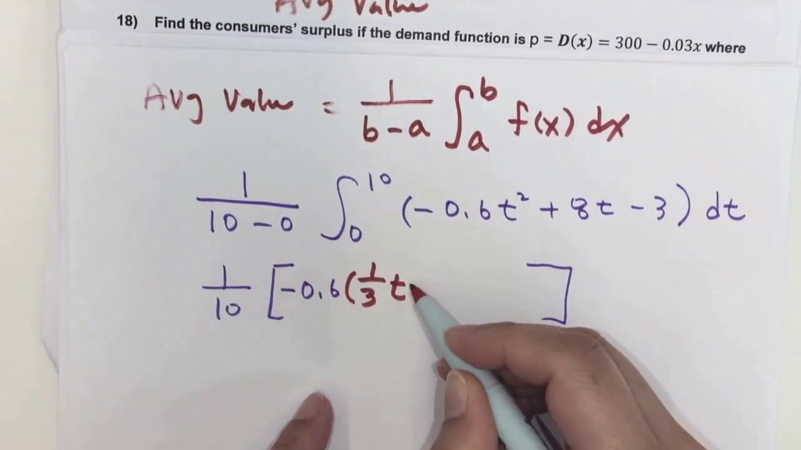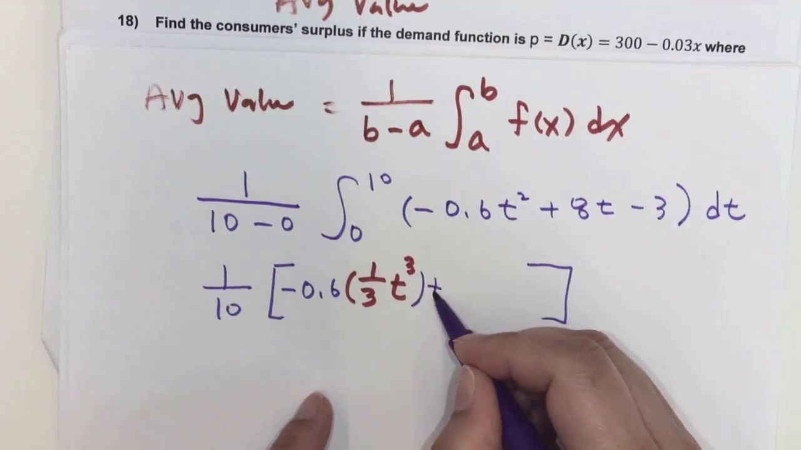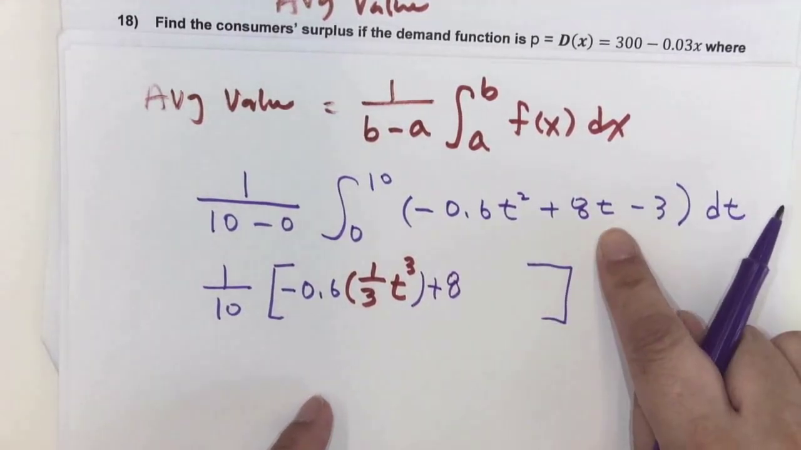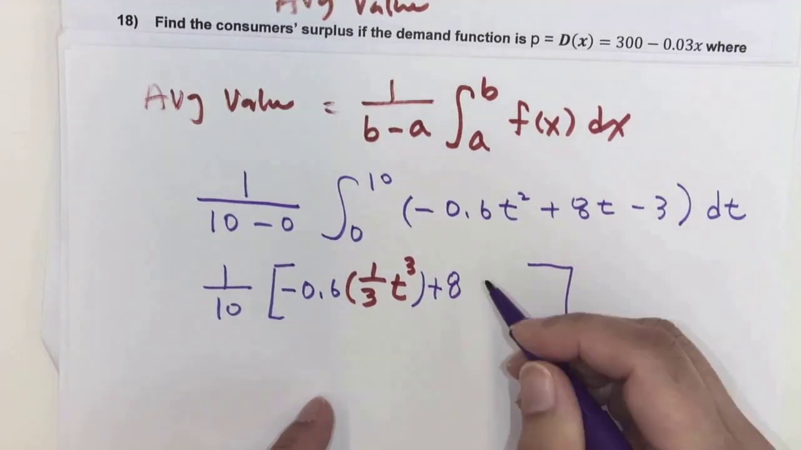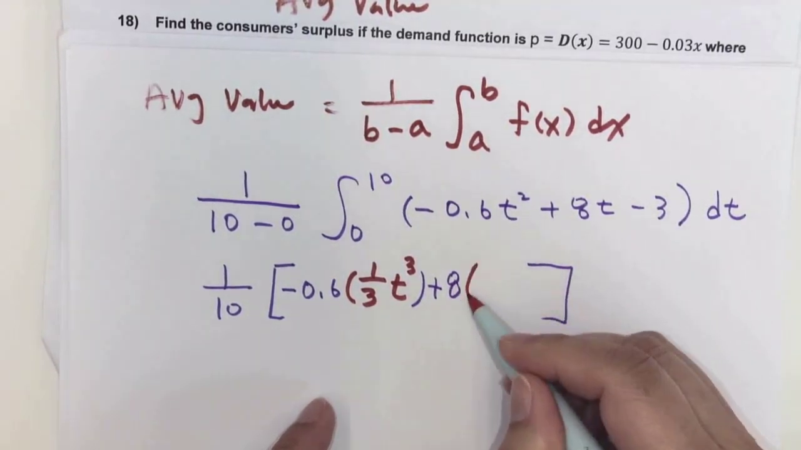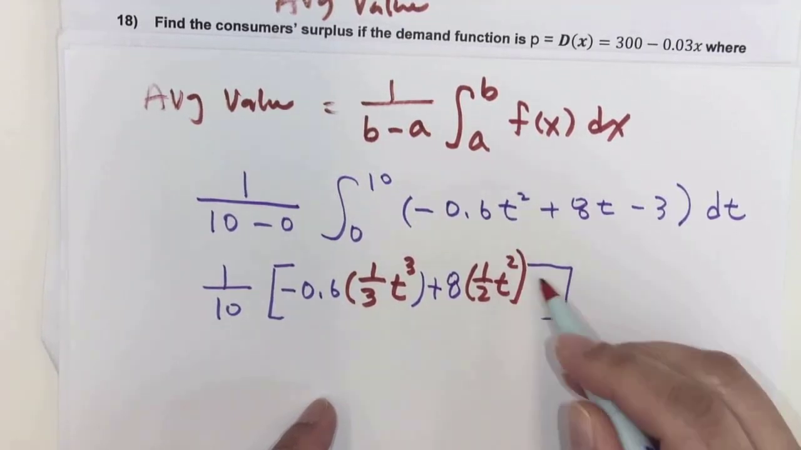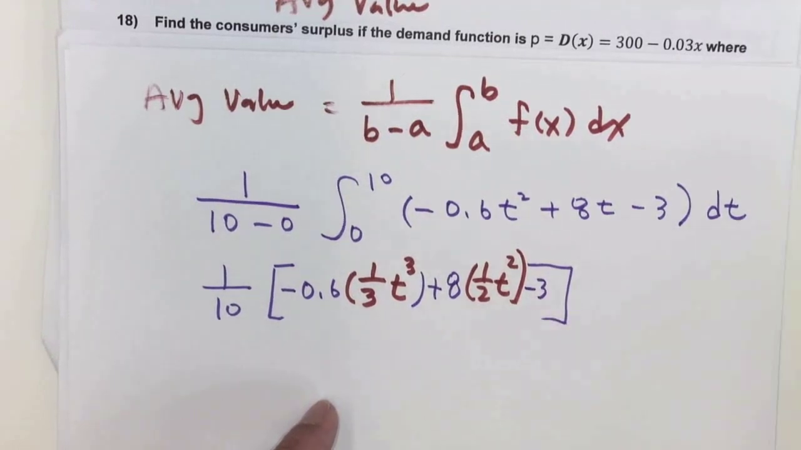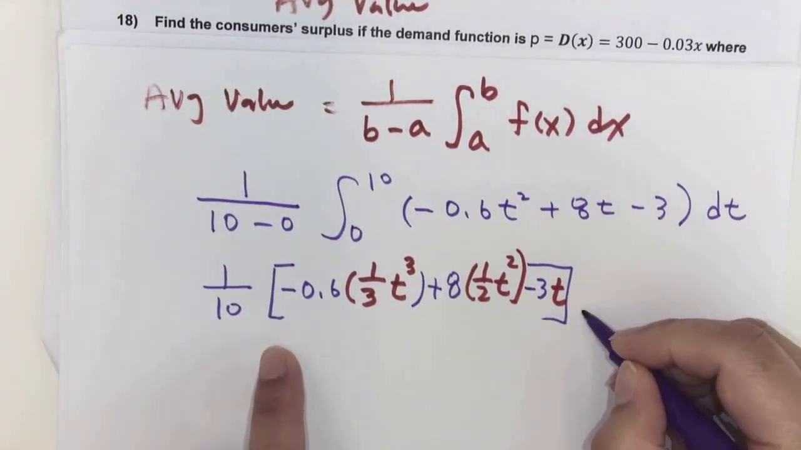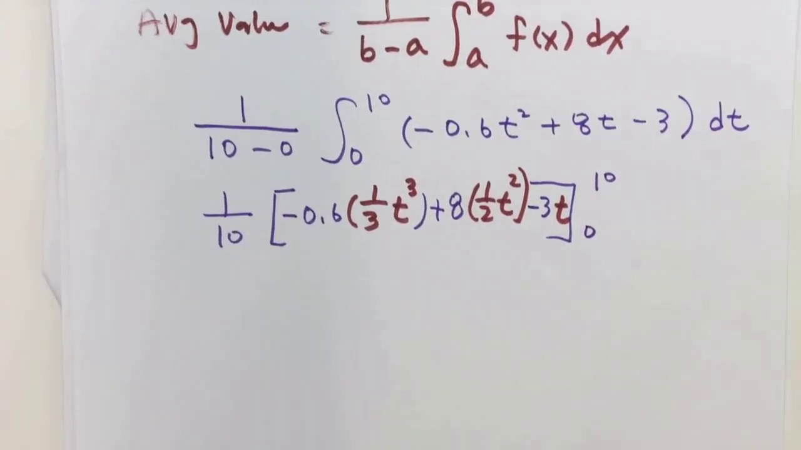1/3 t to the third power. The second number would be plus 8, and we need to take care of the t. T will be 1/2 t squared, and the number we'll just need to add an x, but this one is a t, okay? And then we're going to need to plug in the lower and the upper limit, right? So we're going to try that, but let's clean that up.